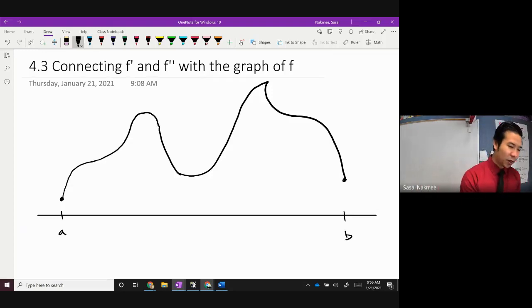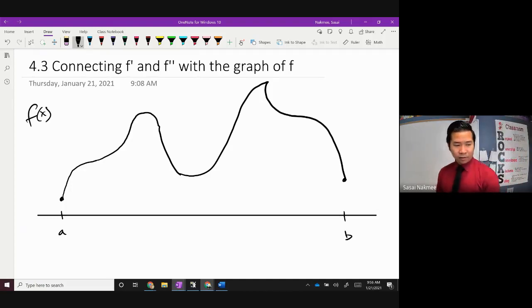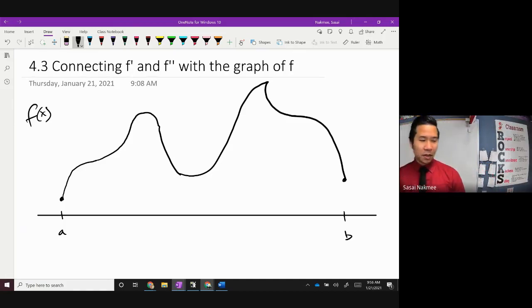So this is just a random function. Let's call this function f of x. I'm just drawing a random function. I don't actually know what the equation is for this thing. I just know what it looks like, right?